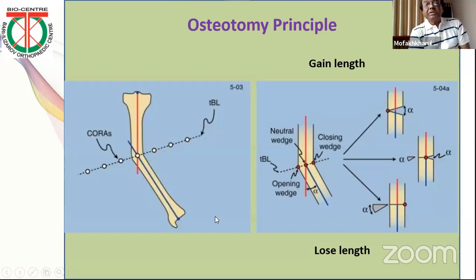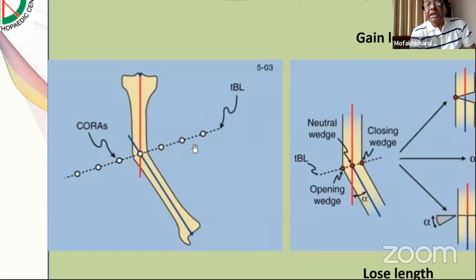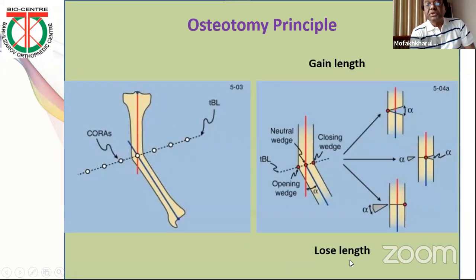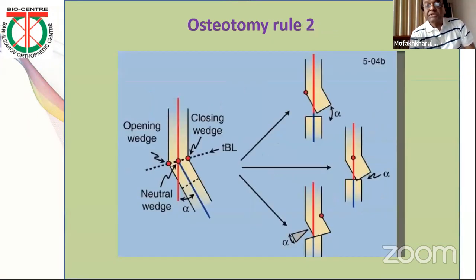Now, dear friends, osteotomy principles. I told you, this is the bisector line. Here you can see the true apex of the deformity. This is the opening wedge. This is tibial bisector line. This is closing wedge. And with this wedge, you can gain the length or you can lose the length. So this is osteotomy principle. Next, you can see here rule number two.